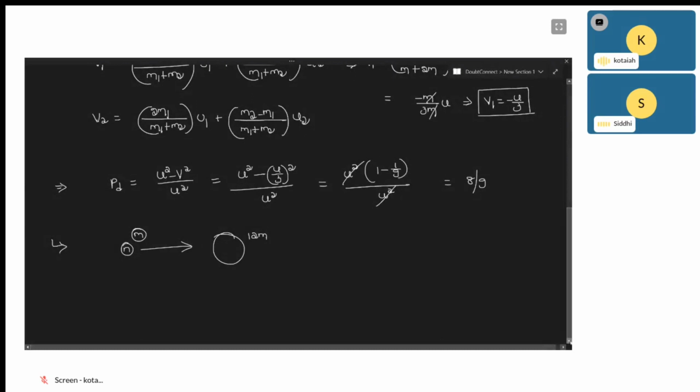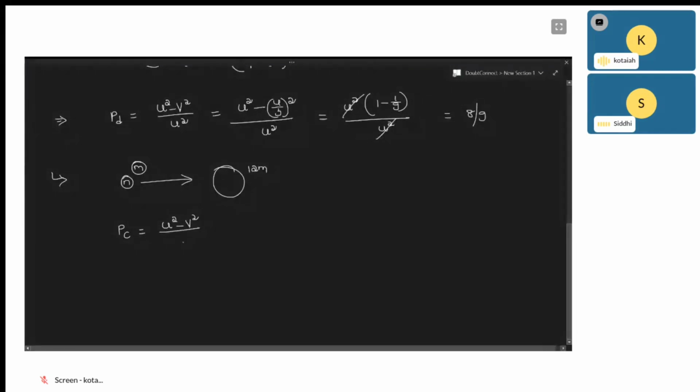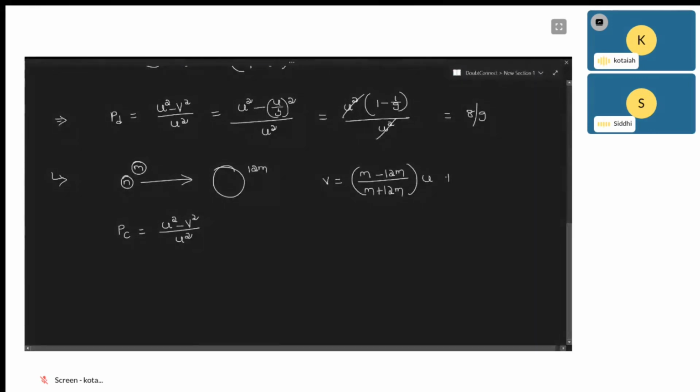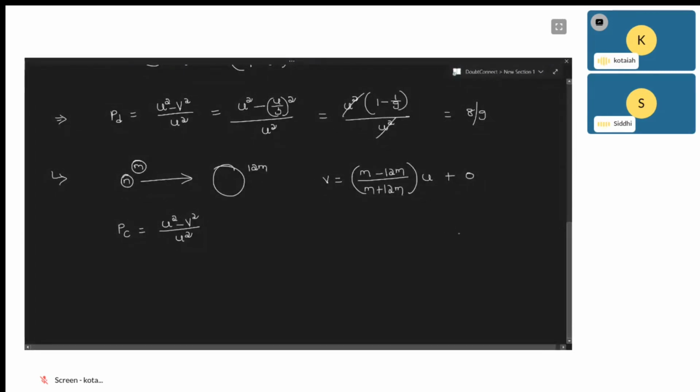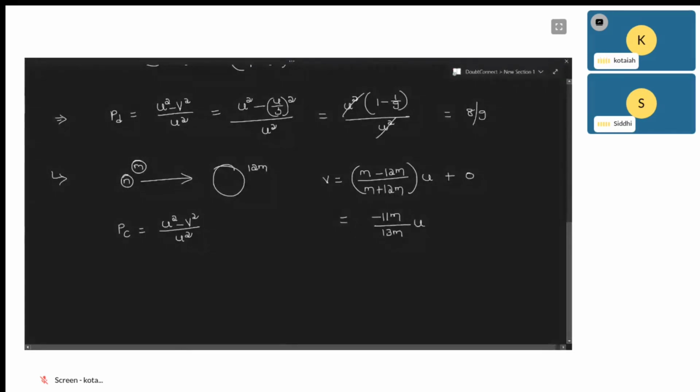Now, here also same thing. Pc is equal to u square minus v square by u square. Now, coming to v. v is equal to m1 minus m2, nothing but m minus 12m by m1 plus m2, so m plus 12m, into u1 plus u2 term, anyway 0. Same as the previous case. So is equal to minus 11m by 13m into u. m will be cancelled. So v is equal to minus 11 by 13 times u.